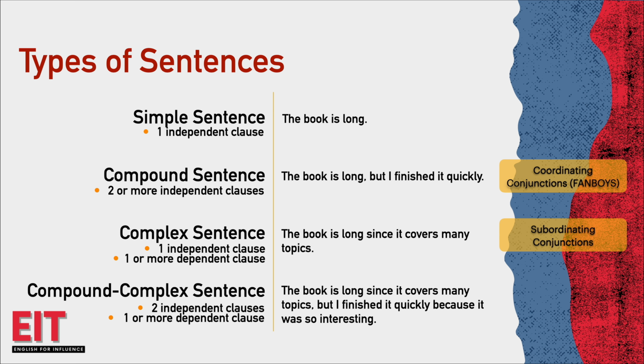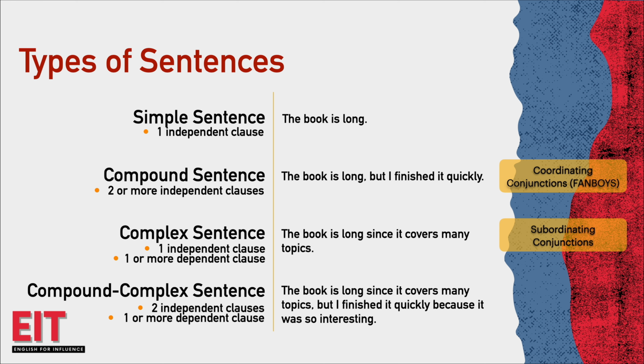And finally, the book is long since it covers many topics, but I finished it quickly because it was so interesting. So this is an example of a compound complex sentence. A compound complex sentence has two independent clauses. So can you identify the two independent clauses here?